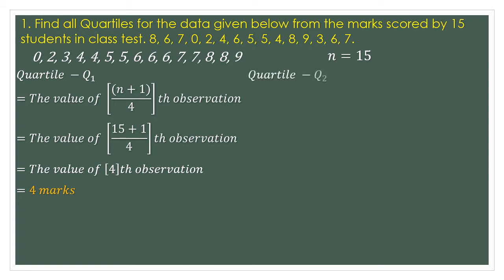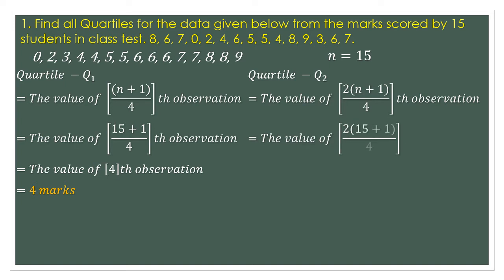Let's start with the second quartile, which would be the value of 2 into (n plus 1) upon 4 observation. By the number of the quartile, we multiply our n plus 1 value. So next would be 2 into (15 plus 1) upon 4. 15 plus 1 is 16, 2 sixteens are 32 upon 4 will be the 8th observation. Now from the data you can see that 0, 2, 3, 4, 4, 5, 5, 6 will be the 8th observation. So our answer will be 6 marks.